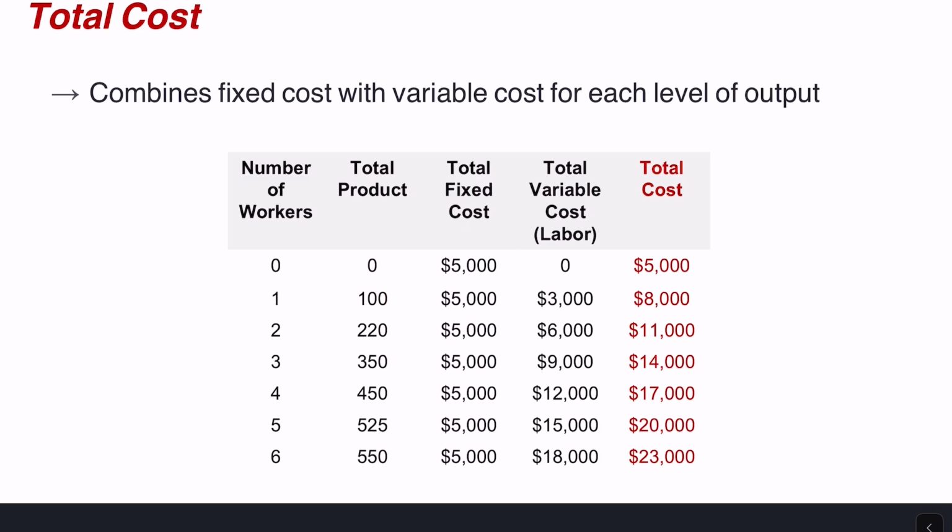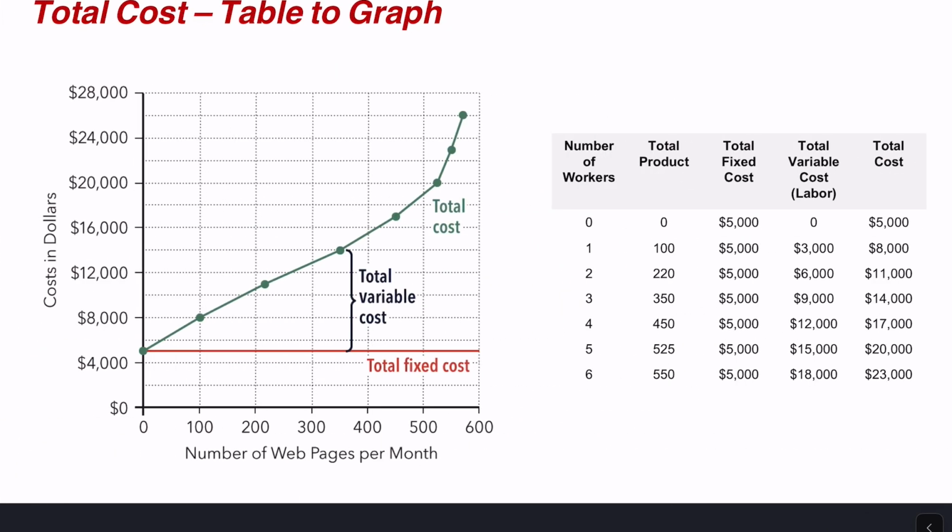If you want to produce 220 web pages, you still have that 5,000 fixed cost. Variable cost is going to go up by 3,000 because you have to hire another worker. So in total, you'll have $11,000 in total cost to produce 220 web pages. And that's going to go on as we add these numbers up in this table. If we want to graph out our total cost, we can do so.